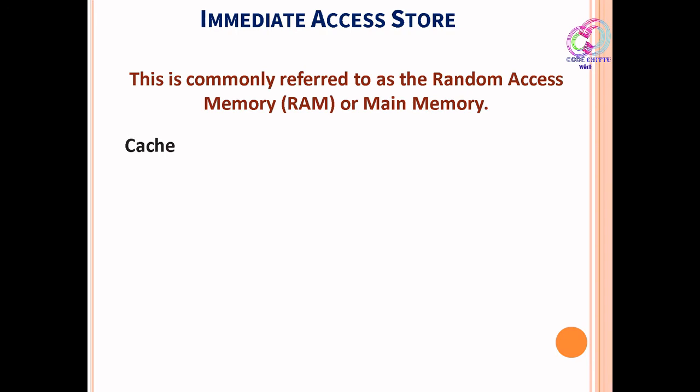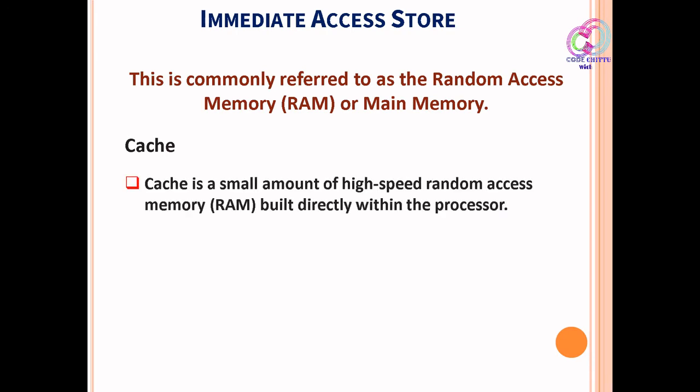What is the use of the cache memory? So the cache is a small amount of high speed random access memory. Sometimes it is a part of RAM, sometimes they keep it separately, but built directly with the processor. It will be within the processor.